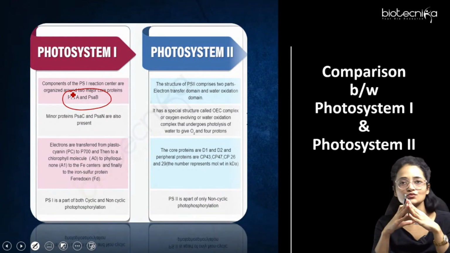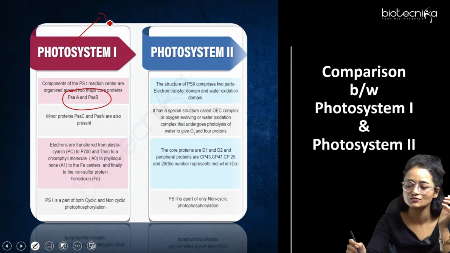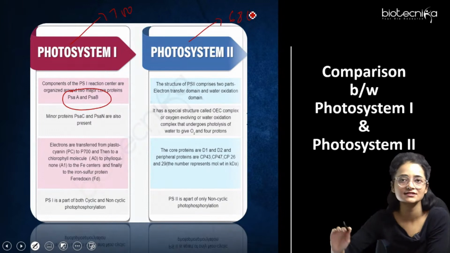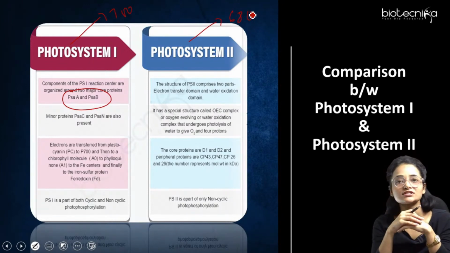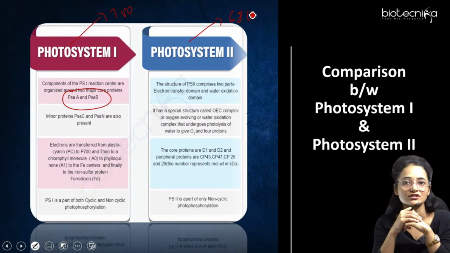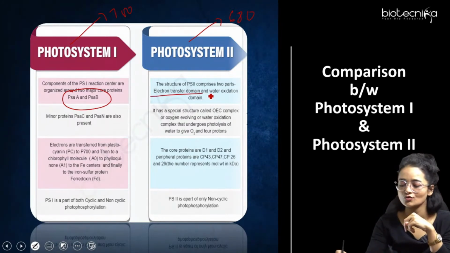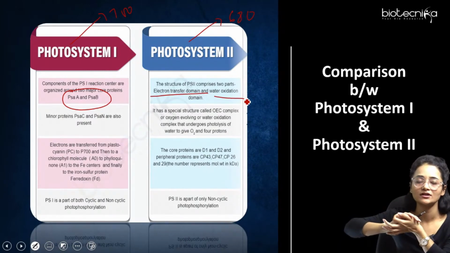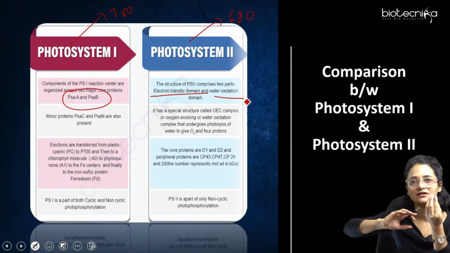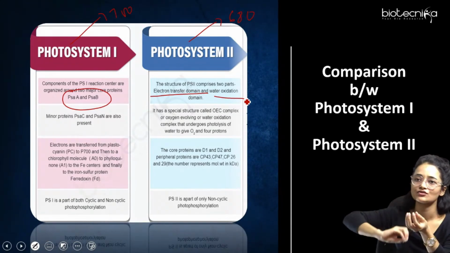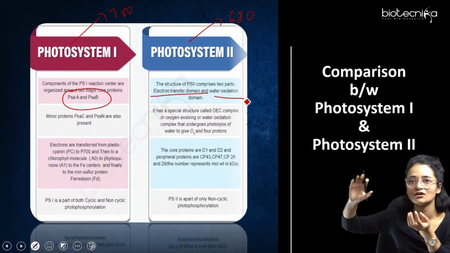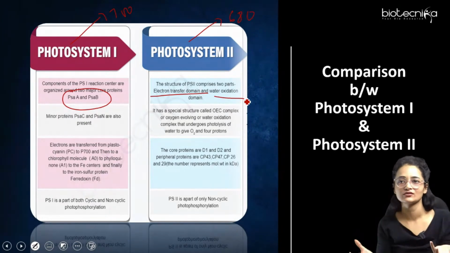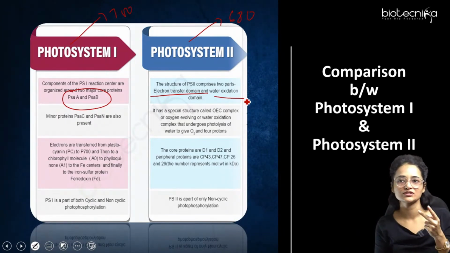Second, for photosystem 2: photosystem 1 basically absorbs light at 700 nanometer, and photosystem 2 at 680. This everyone should know, right? The structure of photosystem 2 comprises two parts, the electron transfer domain and the water oxidation domain. One part consists of the electron transfer domain, from where the electron transfer takes place, and the other is the water oxidation domain, where the splitting of water takes place. After water splitting, oxygen is released, right? So two major centers are present in photosystem 2.